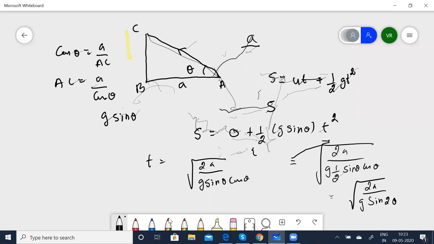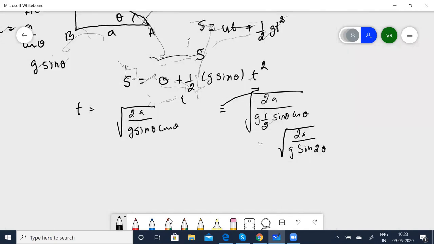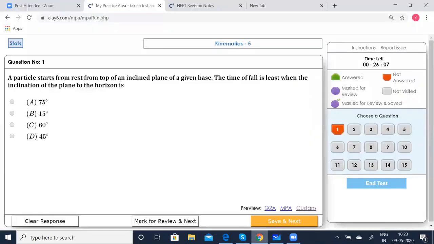Is that clear? So when theta is minimum, sin 2 theta is 1, you know that, right? When is it going to be minimum? Whenever sin 2 theta is 1. That means 2 theta should be equal to 90 degrees, or theta should be equal to 45 degrees. Okay. T is minimum when theta is 45 degrees. Let us click which option? D option is correct. So let us click that.